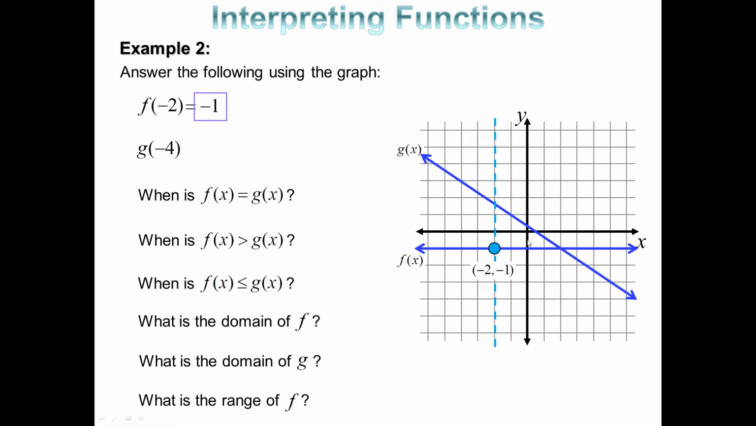So g of -4. Let's go to -4, 1, 2, 3, 4, and then we want to go to g. The line g is right there. So g of -4 is 1, 2, 3. Again, we're looking at x values. When is f equal to g? What x value causes them to be equal? Well, they're equal right here, and my x value is right there, so that's 2. So x equals 2.